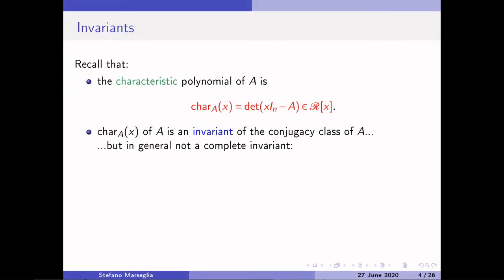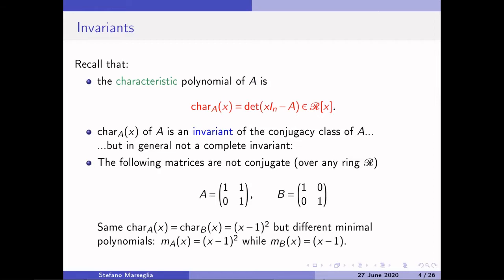But it's very easy to find examples that show that this is not a complete invariant. Namely, if we take the following two 2x2 matrices, A, which is the upper triangular matrix with only ones, and B, the identity matrix, they have the same characteristic polynomial, (x minus 1) squared, but they have different minimal polynomials. So the first matrix has a minimal polynomial of degree 2, (x minus 1) squared, while for the second one, clearly the minimal polynomial is x minus 1. Recall that the minimal polynomial of a matrix is the polynomial of smallest degree which has A as a root. So when you put A instead of the variable, you get the 0 matrix.